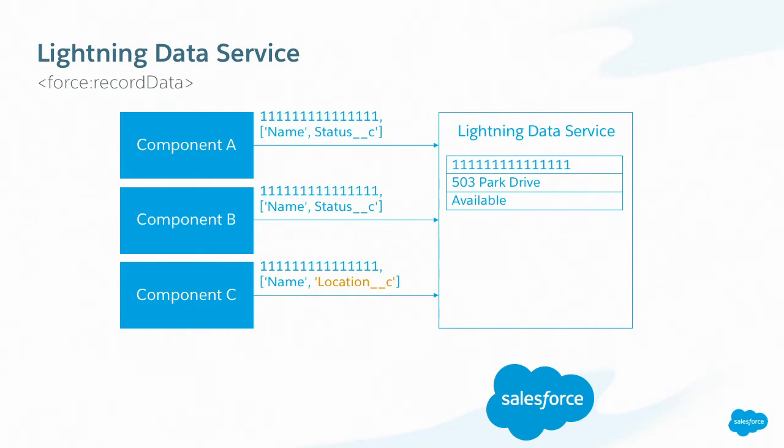In that case, the Lightning Data Service is going to say, okay, I already have most of the fields, but I'm going to go back to the server just to fetch that additional field. So it's super efficient in the way it's fetching records and fetching different fields on the record to give you exactly what you want, in a very economical way. And again, this is an automatic cache that you don't have to manage yourself. All right.